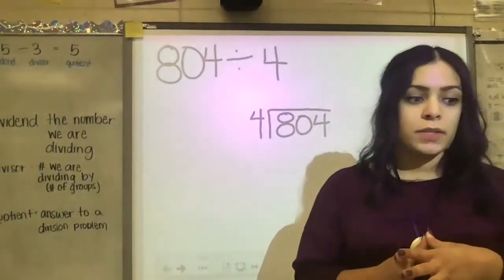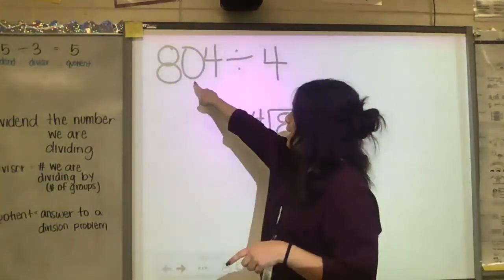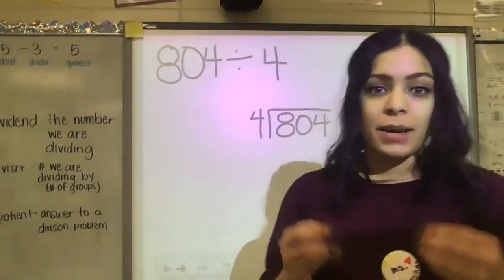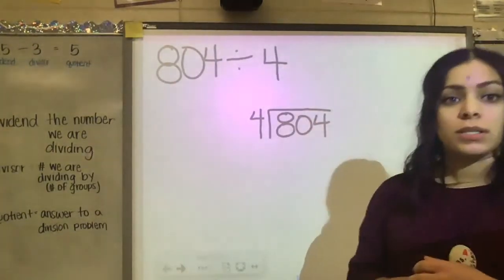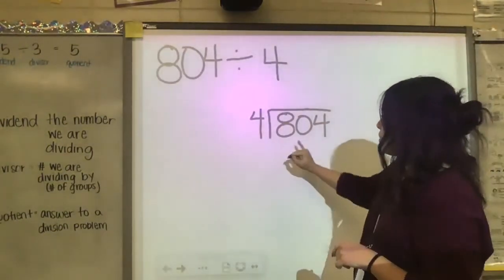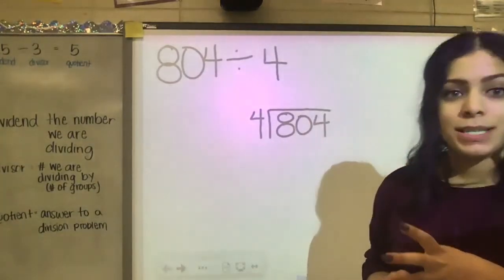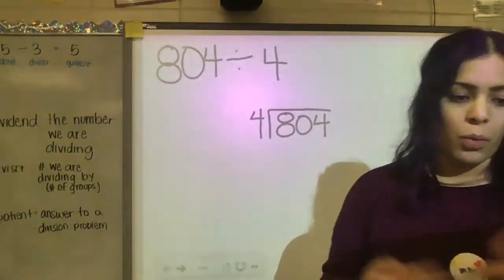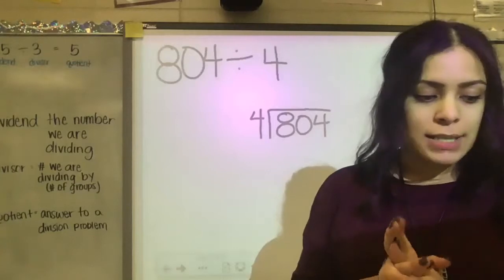All right, this video is going to go through how to divide with a 0 in the dividend. So we have the equation 804 divided by 4. I'm going to solve this only using the standard algorithm so we can get more practice at understanding that these numbers still hold their place value even though we're not representing them as 800, no tens, and 4 ones. So let's take a look at this problem and start breaking it down.